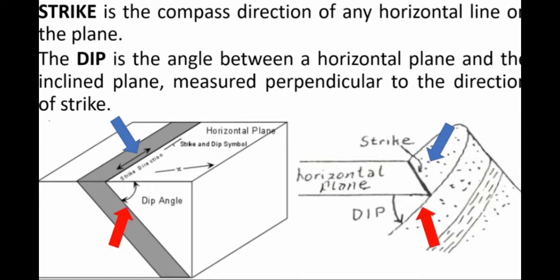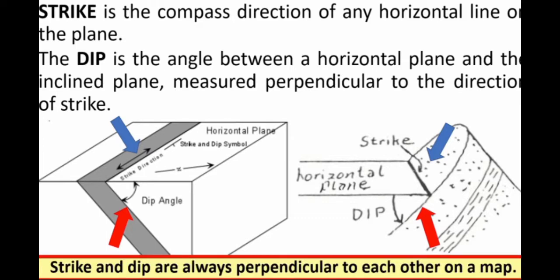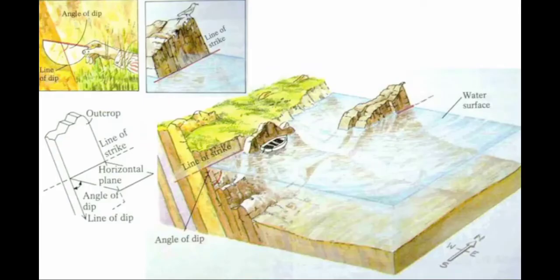So here it is. In other words, dip is the acute angle that a rock surface makes with a horizontal plane. Remember, strike and dip are always perpendicular to each other on a map. So this picture will help you understand what the line of strike is.